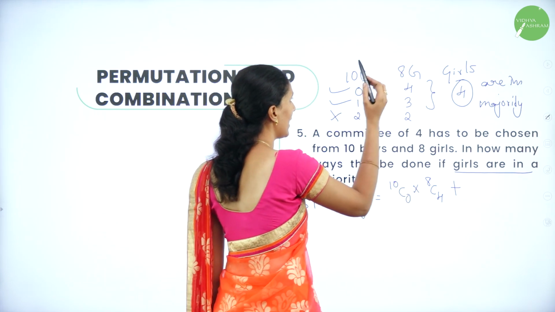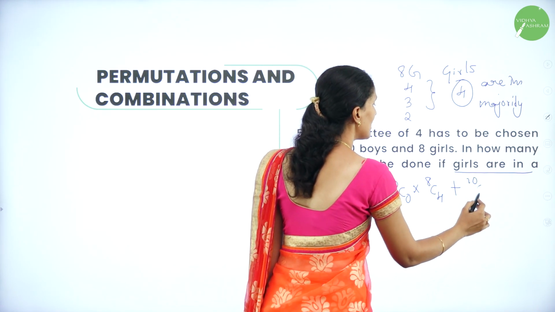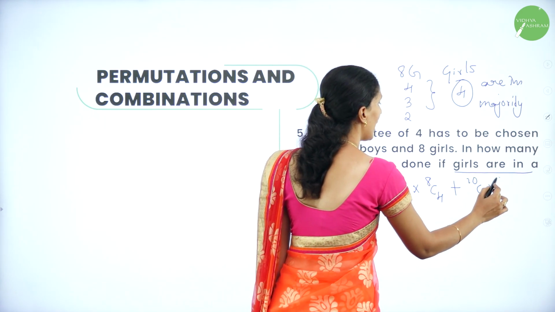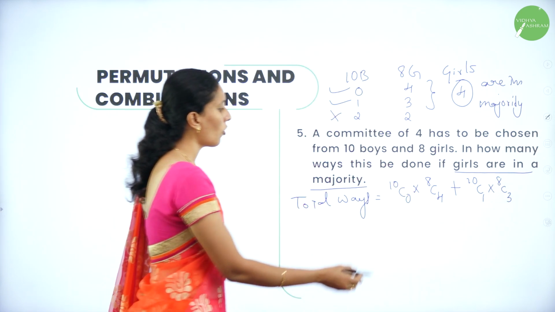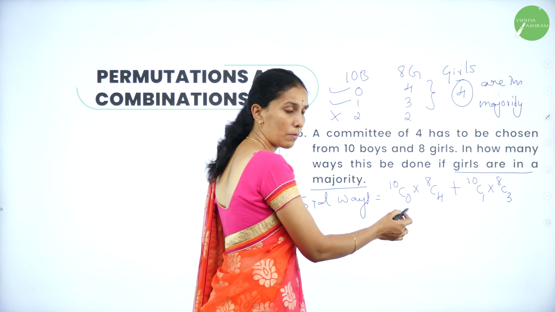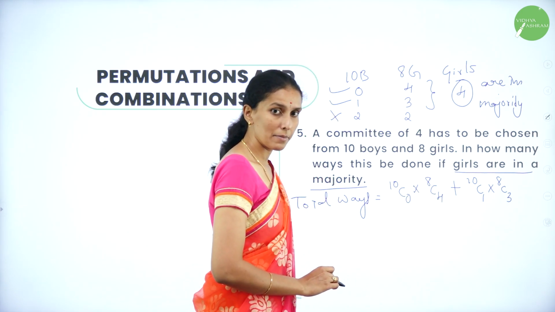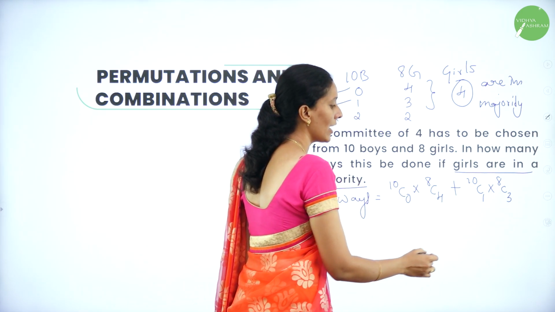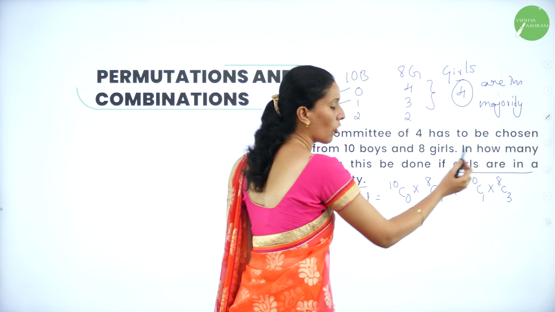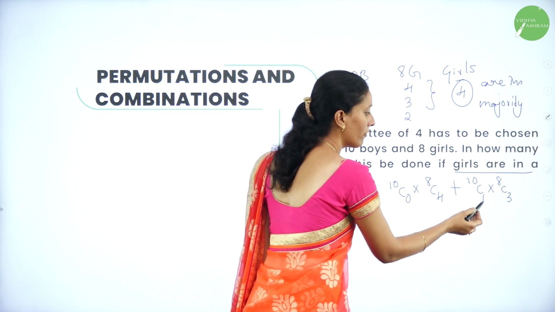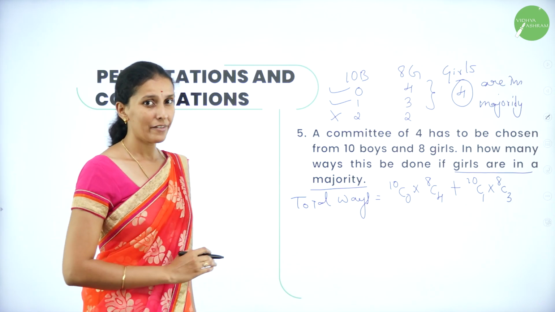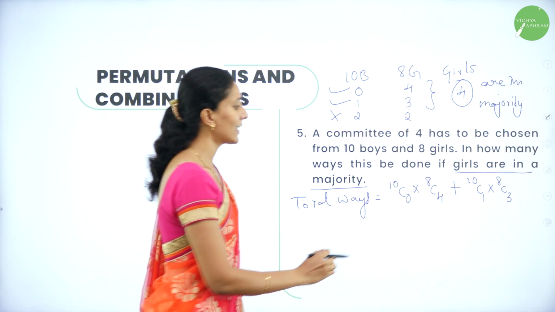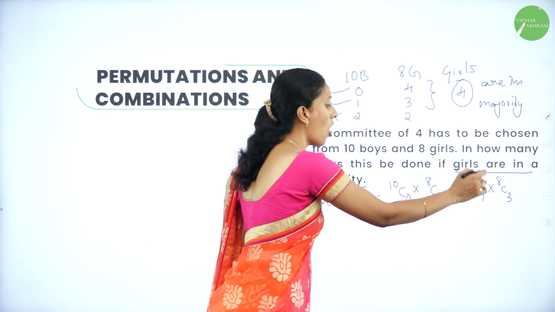What is my second case? That is 10C1 into 8C3. Okay, so out of 10 boys, I cannot choose any boys because all of the 4 are girls in my first case. In the second case, if I choose 3 girls out of 8 girls, I can choose only 1 boy from 10 boys. So this is how I can write the total number of ways. Either the selection will be like this or like this.